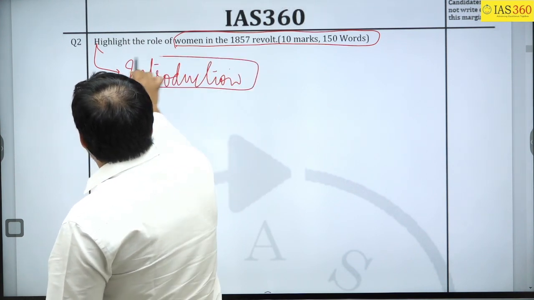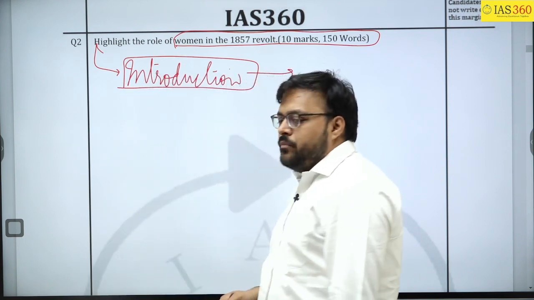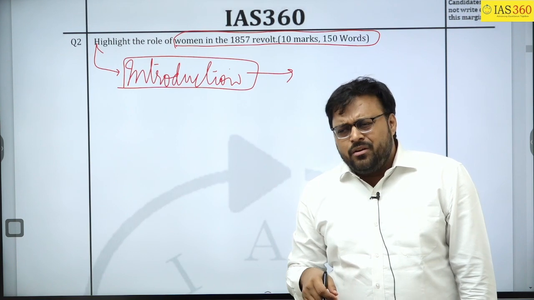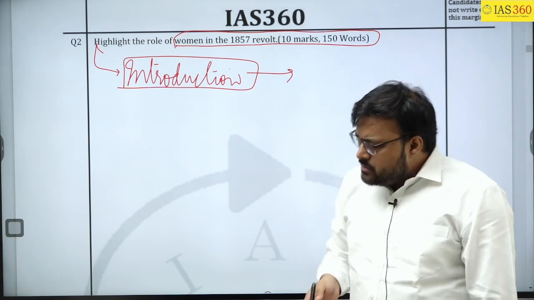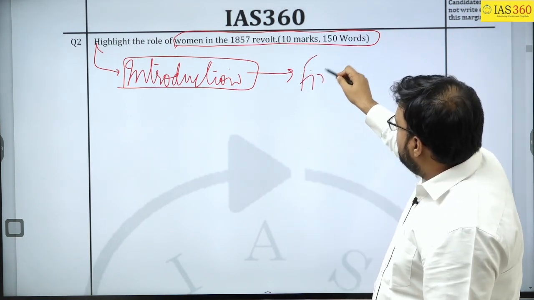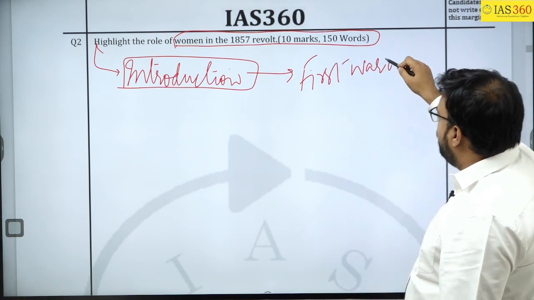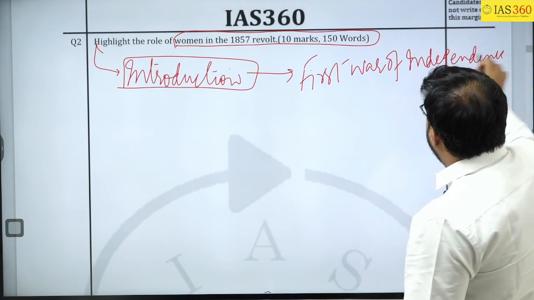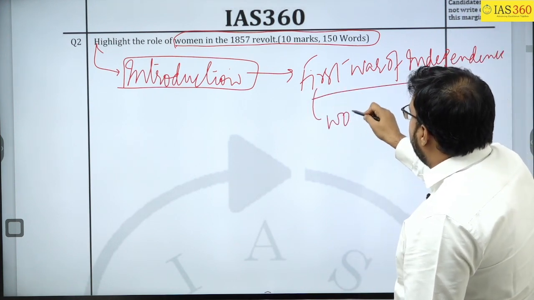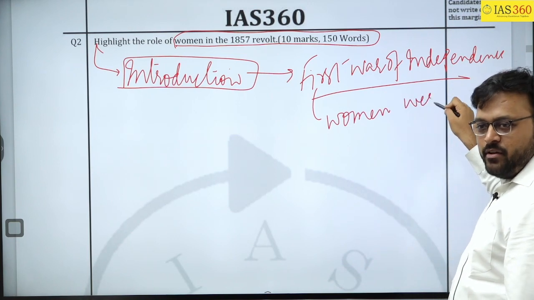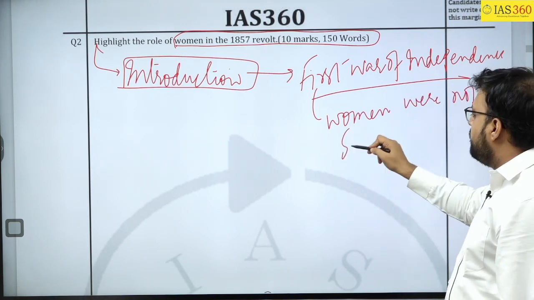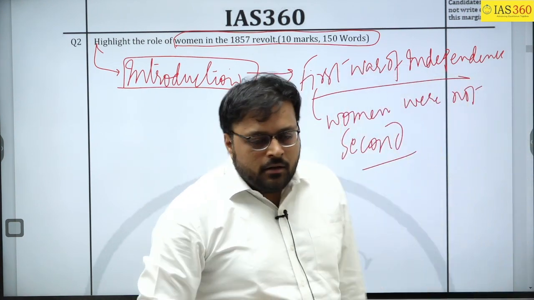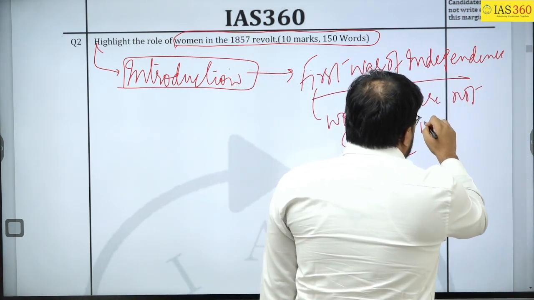In the introduction, most of the students have written that the women's role has been immense and all. This is one way of starting the introduction, but I will say that you can start from the first war of independence. In the first war of independence, women were not second to participate. It means that women were at the forefront. Women were not second in their participation.